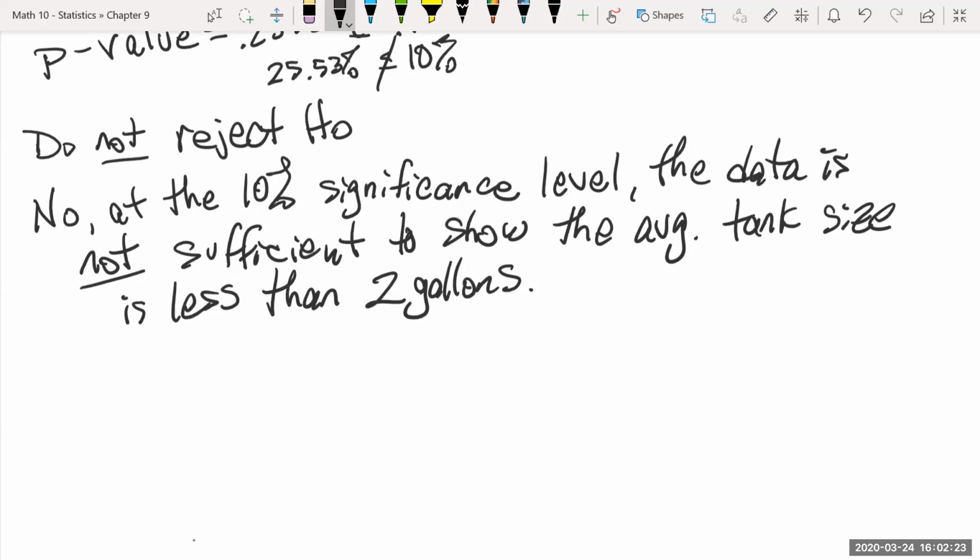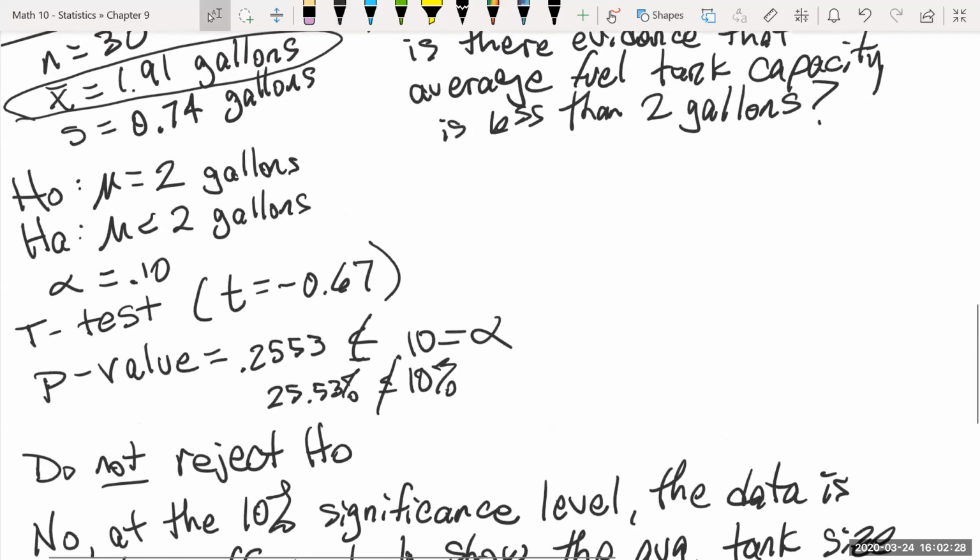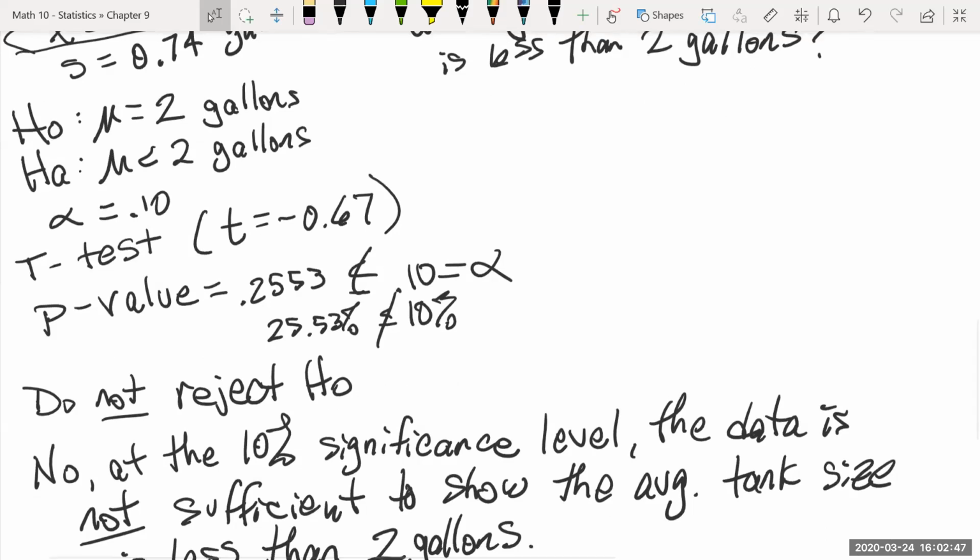All right, let me point something out. Again, notice our X bar was 1.91 gallons. It was definitely less than 2 gallons, but that was just the sample mean, not the population mean. We're trying to predict the population mean. And so we're trying to decide, hey, is that far enough away? Well, clearly it's not, because that would happen 25.53% of the time that we'd be that far away or further from 2 gallons if the average of the population actually was 2 gallons.